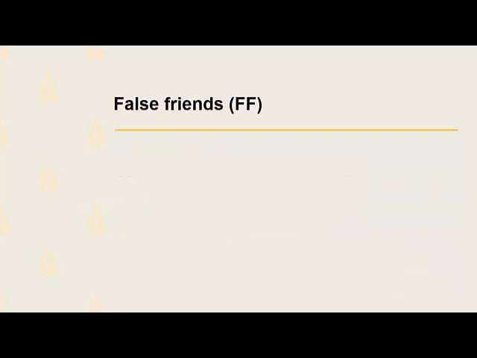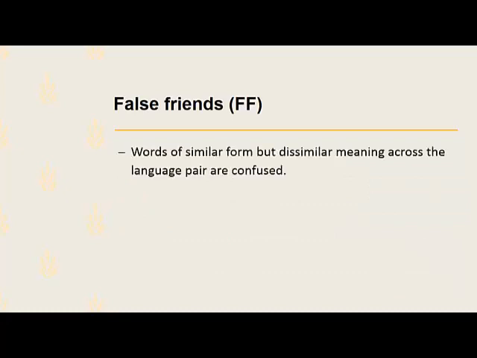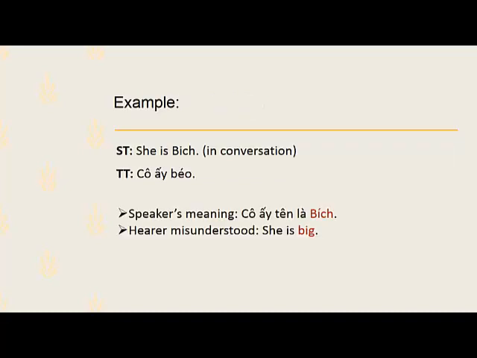False phrase. False phrase error occurs when words of similar form but dissimilar meaning across the language pair are confused. Example: in a conversation, a person said, "She is big." The hero translated, "Cô ấy béo." So in this case, the speaker's meaning is, cô ấy tên là Big, but the hero misunderstood, she is big.